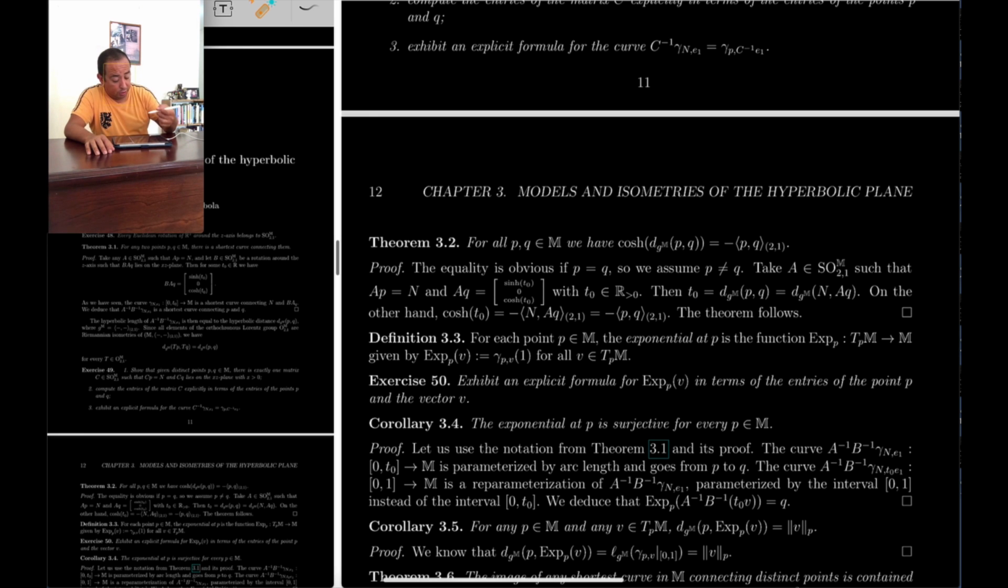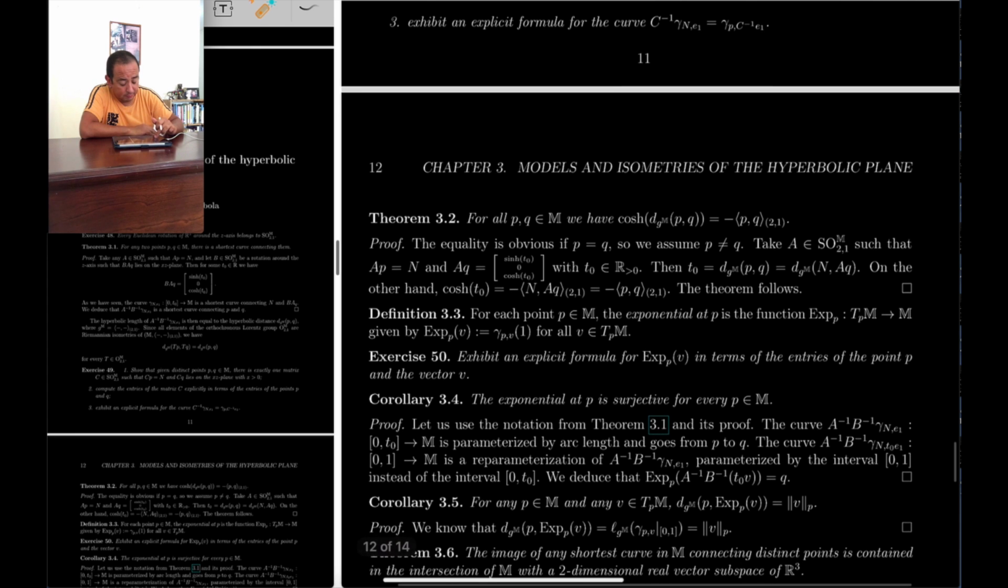Okay. Now, on the other hand, the hyperbolic cosine of T naught, well, we can obtain it by pairing this with the n, right? Because pairing it with the n is the point 0, 0, 1. The pairing gives us just minus this product, right? So this cosine is minus the pairing. But since n is equal to AP, the pairing is equal to just the pairing between P and Q, and we are done. So this is, I would say, a really nice formula.